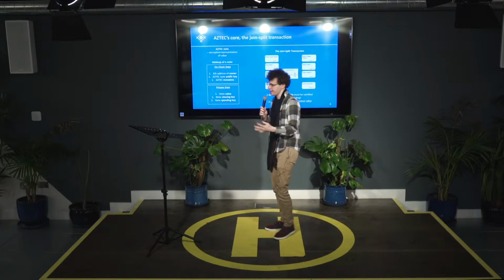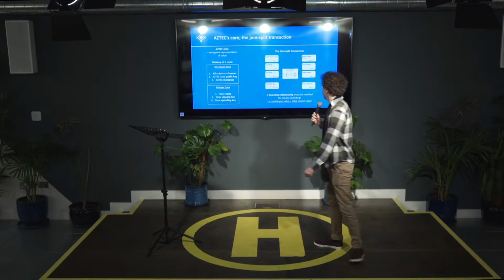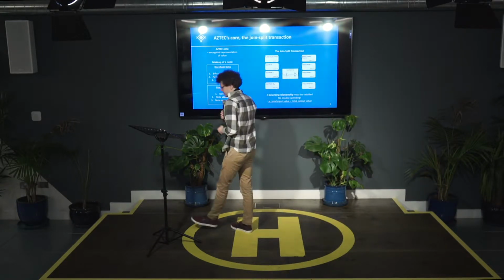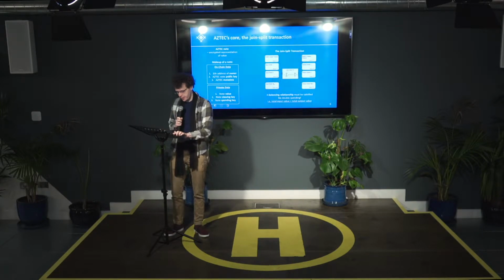And the private data is obviously the value of the note, and a viewing key, which you can use to decrypt the note, and a spending key you can use to spend it. And as long as this balancing relationship is satisfied, the smart contract doesn't need to know what's inside the notes to know that the transaction is legitimate.